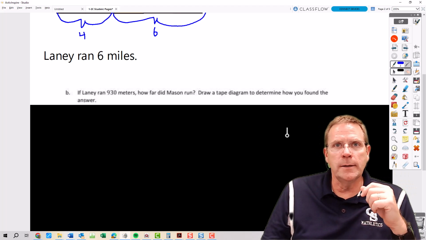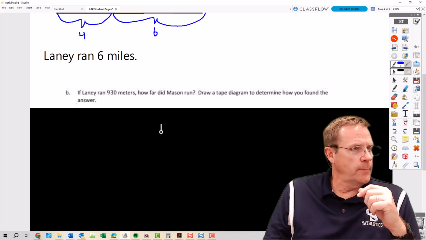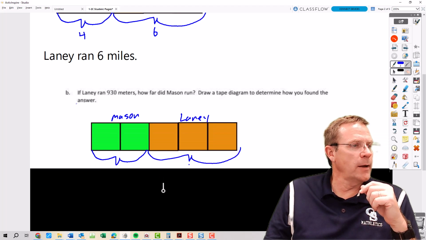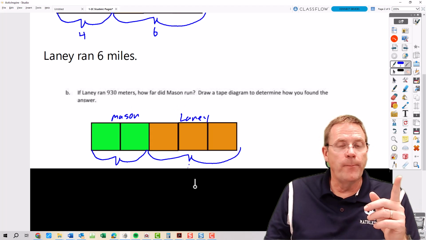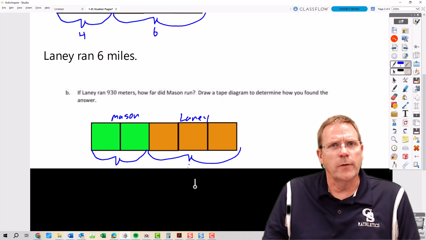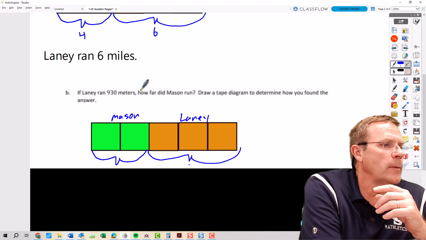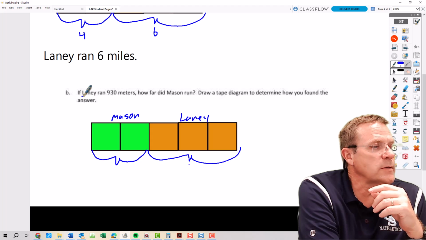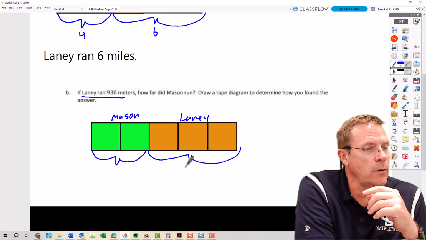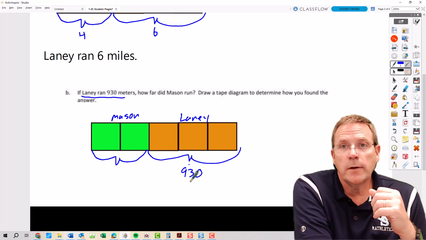So did you get it done? Let me show you what I did. I used my same tape diagram this time, still have my labels for Mason and Laney, but there was a bear trap in this one. Last time we ended up putting Mason's numbers down. This time they gave us Laney's numbers right here. So I'm going to put the 930 in for Laney.